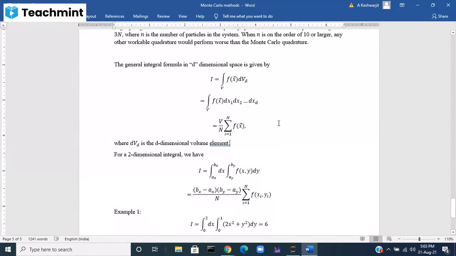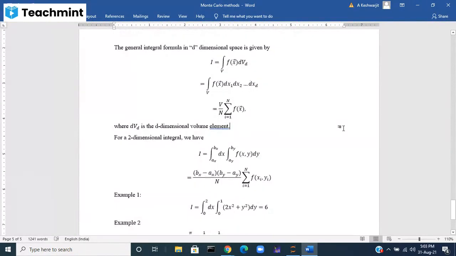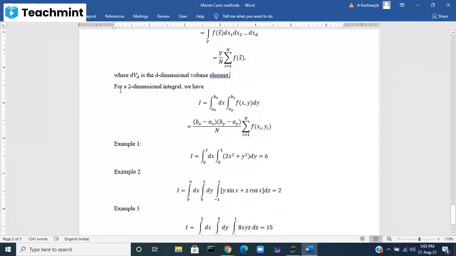So in d-dimensional space, this X will have d components. Let us look at one example: a two-dimensional integral. Say I equals the integration of f of x, y, dx dy.